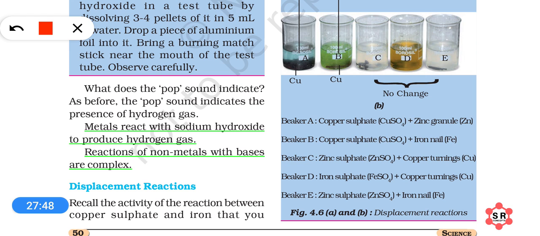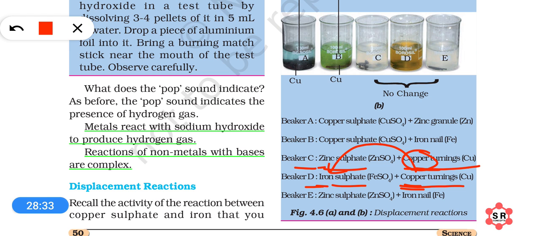Such a reaction in which a more reactive metal displaces a less reactive metal from its salt solution is called a displacement reaction. In the same way, in beaker C, when zinc sulfate and copper turnings are taken, you will see that zinc is more reactive than copper. Copper is less reactive, so copper will not displace zinc from zinc sulfate. In this way, there will be no reaction in beaker C. Now in beaker D, if we take iron sulfate and copper turnings, again iron is more reactive and copper is less reactive. So copper cannot displace iron from iron sulfate. So in beaker D also there will be no reaction.